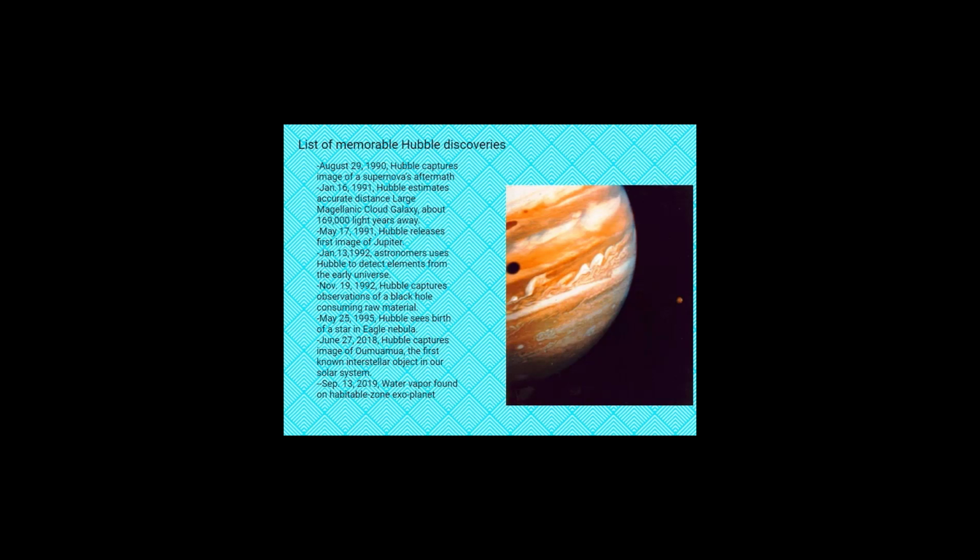Fairly recently, on June 27, 2018, the Hubble telescope captured an image of Oumuamua, the first known interstellar object in our solar system. On September 13, 2019, the Hubble telescope discovered water vapor on an exoplanet found in the habitable zone.